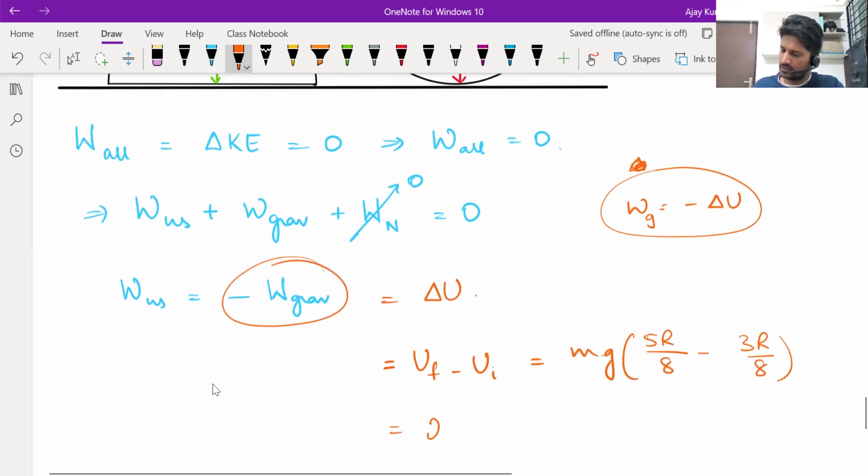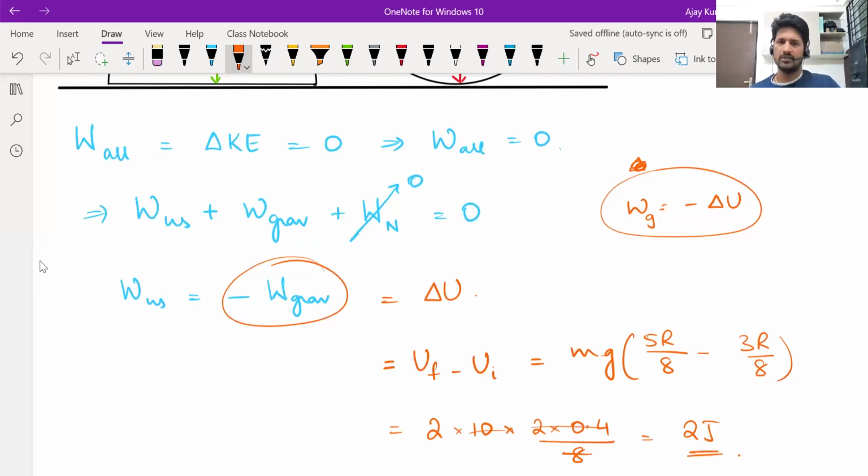Mass is given, I think, 2 kg. Gravity is 10. 5r/8 minus 3r/8 is 2r/8. So 2 into 10 into 0.4 divided by 8. 0.4 becomes 4, all this gets cancelled. Answer is 2 joules. That's the energy that you need to give to this object just to invert it.